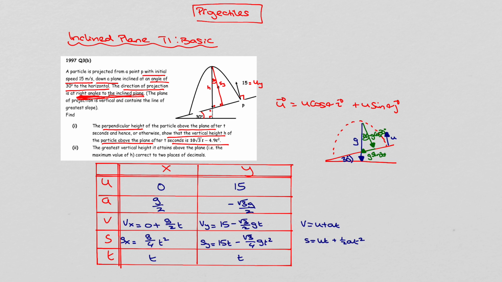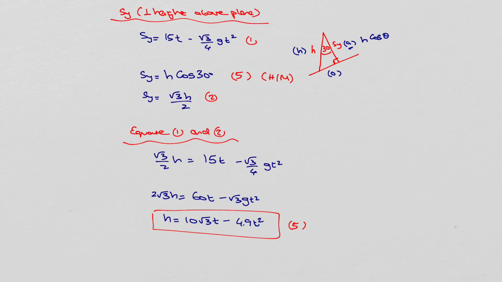Okay, so the next thing it wants us to do then, if we go back to the question, is to find the greatest vertical height that it attains above the plane. In other words, the maximum value of h. And we have to do that correct to 2 decimal places. So we've just found h. It's 10 root 3t minus 4.9t squared. So even if you didn't get that first part out, you've lost your 10 marks. You might have gotten some attempt marks there for the second part. But we have been given the equation that we need to work with.